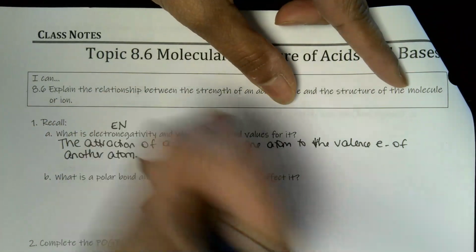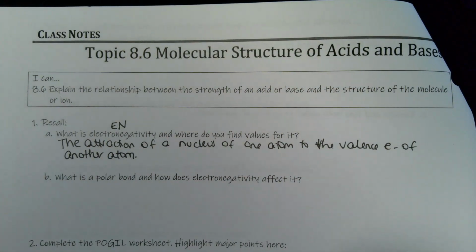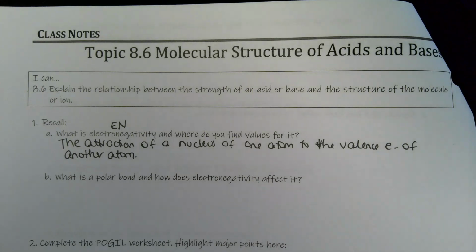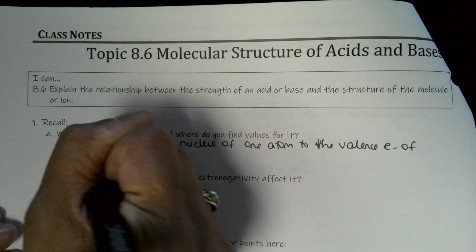And if we recall, the most electronegative element out there is fluorine, and the least electronegative is francium. So as you go across in the periodic table, the electronegativity increases, and as you go down in the periodic table, the electronegativity decreases. Some places to find values for this would be Table S of the New York State Reference Table.